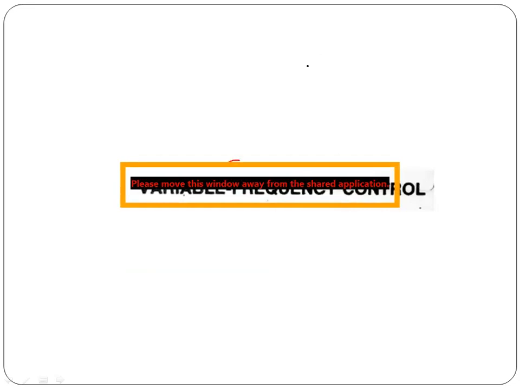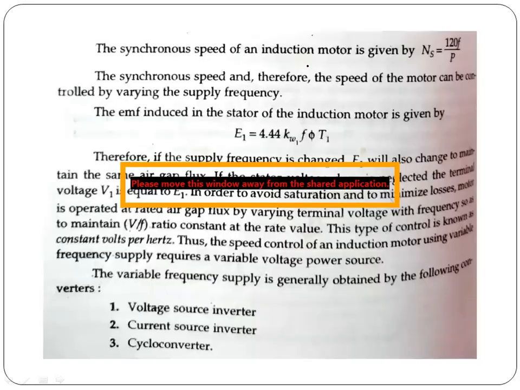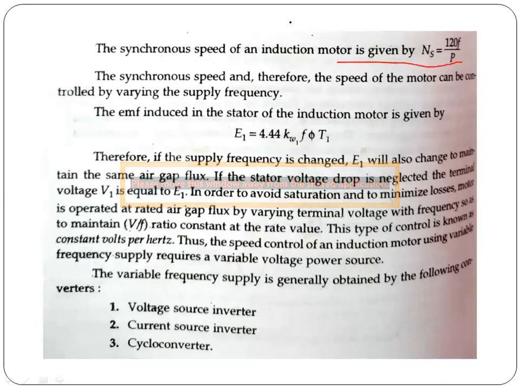In the variable frequency control method, the synchronous speed of induction motor is given by N equals 120 f by P. Therefore the speed of the motor can be controlled by varying the supply frequency.